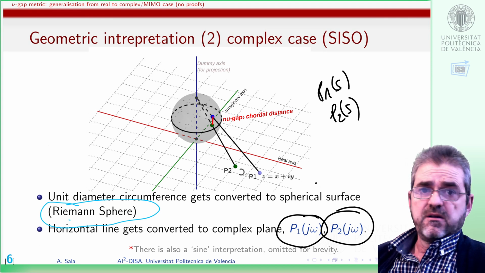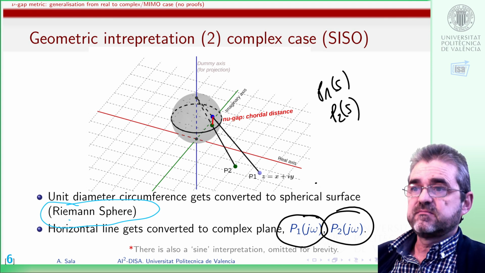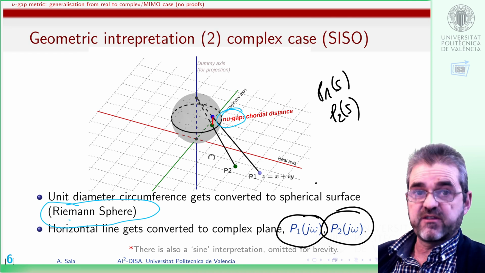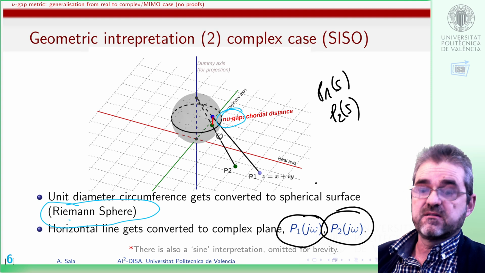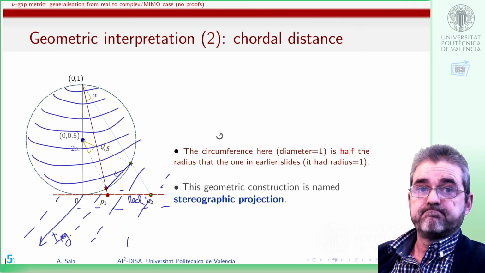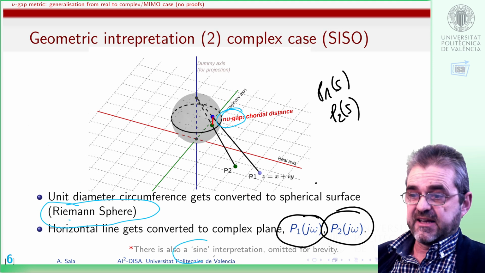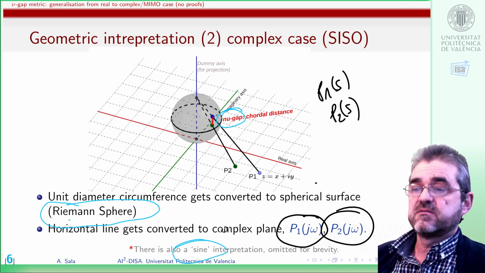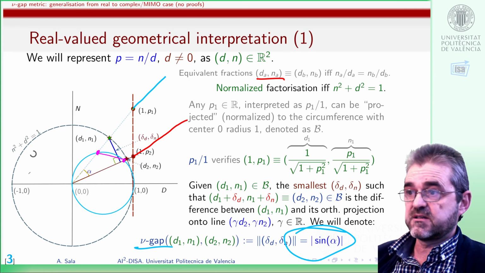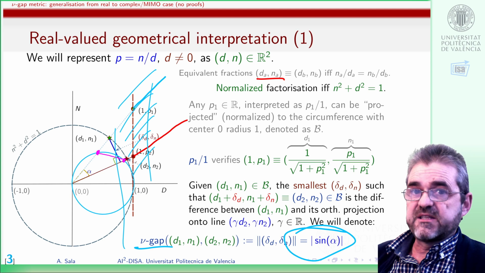But okay, the interpretation of the nu-gap is again the chordal distance, the distance between the two points in this stereographic projection on a sphere instead of on a circle. There is also an angular sine interpretation. You can imagine it with a larger sphere in this case and a plane here, but we omit it for brevity.